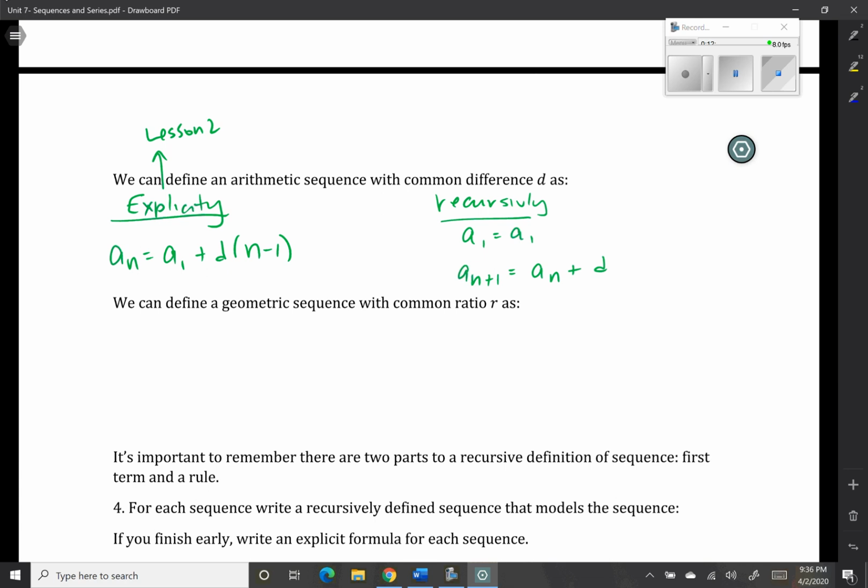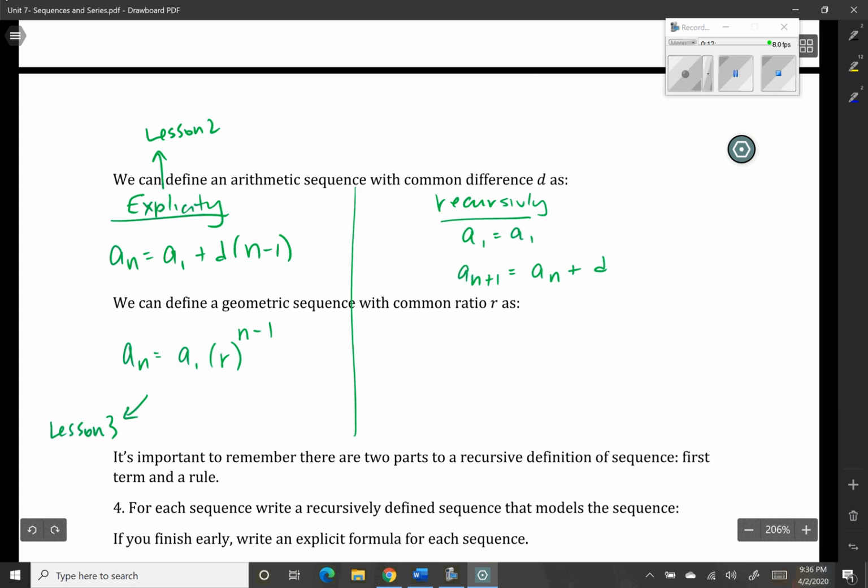We also learned about geometric sequences. So an explicitly defined formula for a geometric sequence would be a sub n is equal to the first term times the common ratio to the n minus 1. We learned this in lesson 3. If I want to define the same exact sequence recursively, I would first, again, state the first term. That's part of the recursive definition. And then I'd say the next term is equal to the previous term times the common ratio.